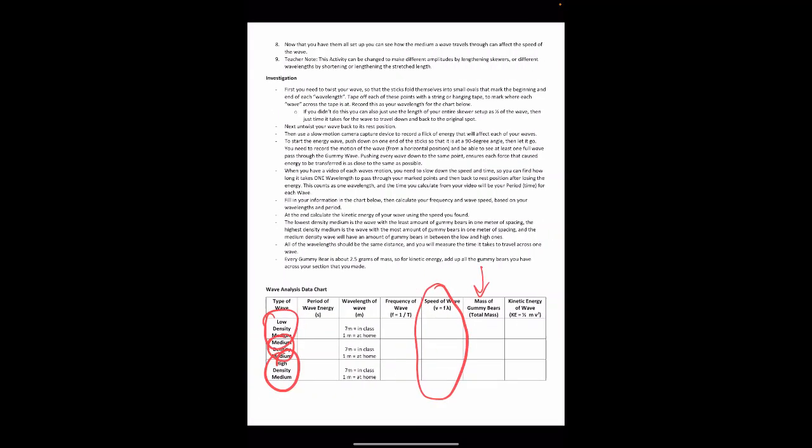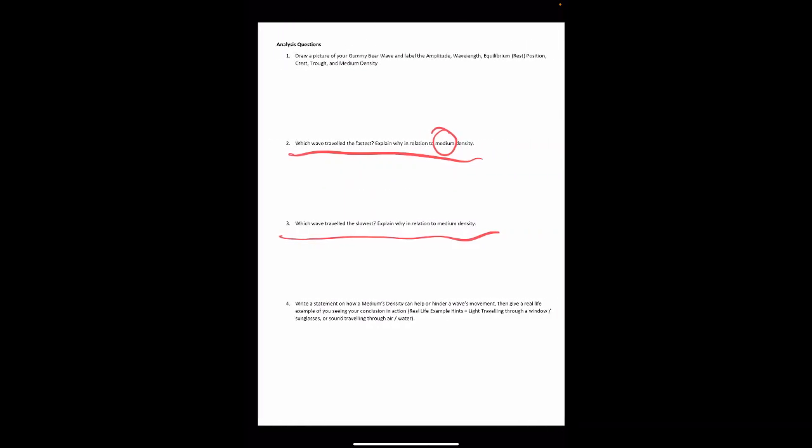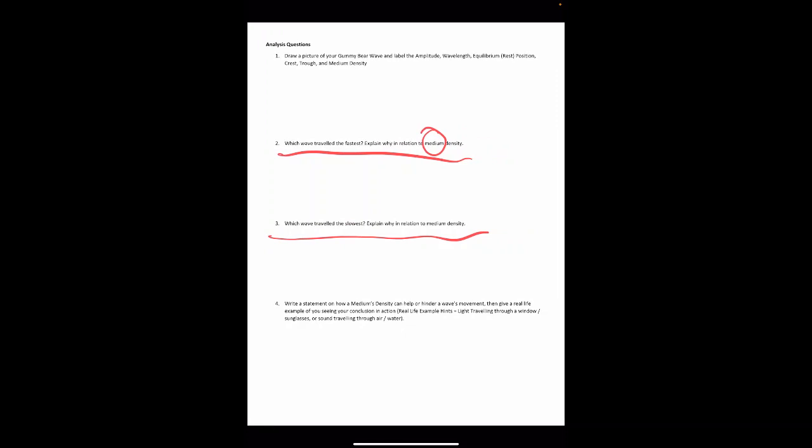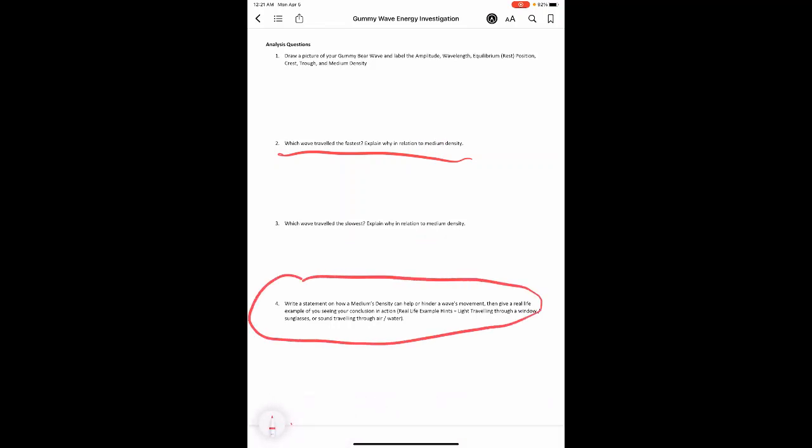Refer to the speed, check the particle density, and relate it to the mass of the gummy bears on there. And then write a statement on how medium density can help or hinder a wave's motion or movement. And then give a real-life example.